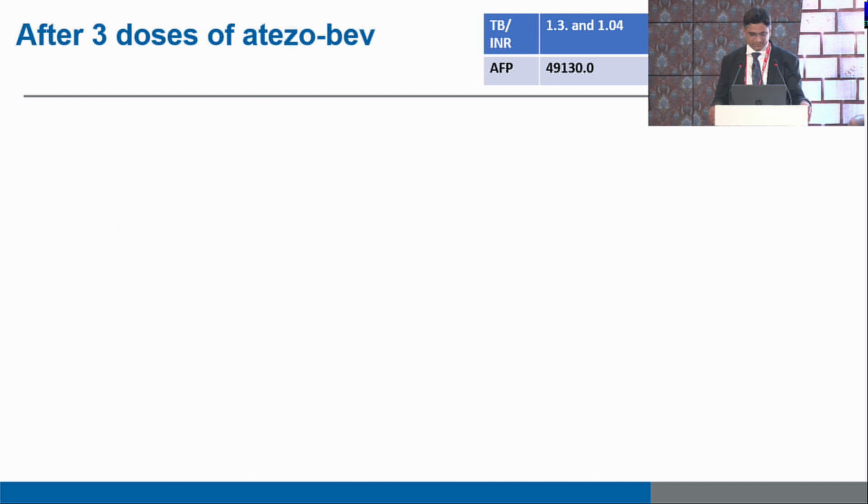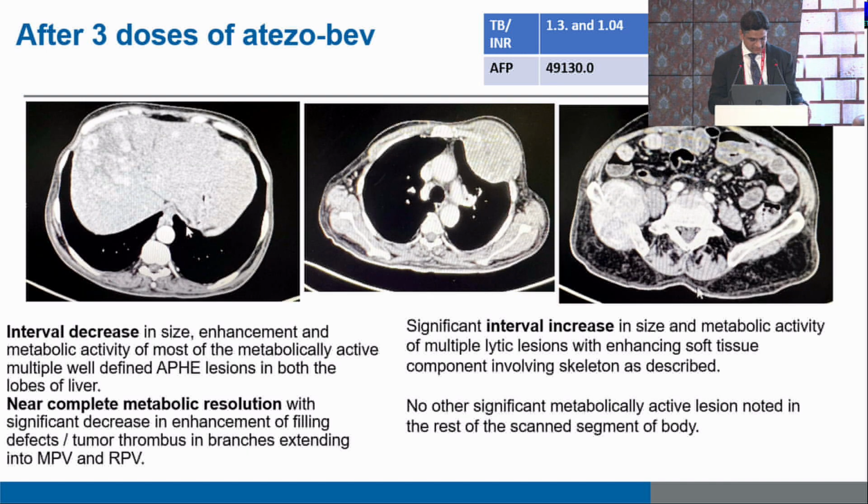We started him on atezolizumab, bevacizumab. But unfortunately, his alpha-fetoprotein after 3 doses rose to 49,000. From 23,000, it came to 49,000. But the tumor in the liver disappeared. There was a significant decrease in the size, enhancement, and metabolic activity in the liver. And in the bones, there was a huge increase, especially in the pelvic bones and ribs.